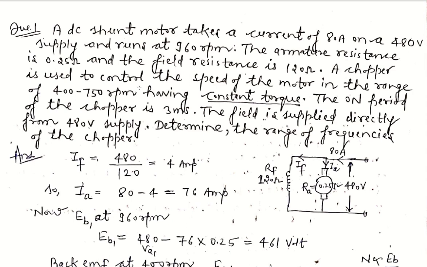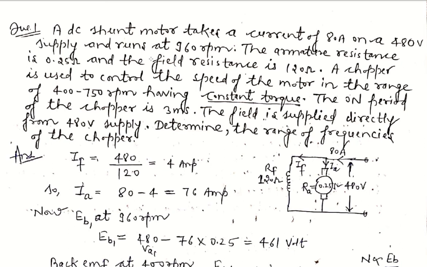A chopper is used to control the speed of the motor in the range of 400 to 750 rpm, having constant torque. The on period of the chopper is 3 milliseconds. The field is supplied directly from the 480 volt supply. Determine the range of frequencies of the chopper.